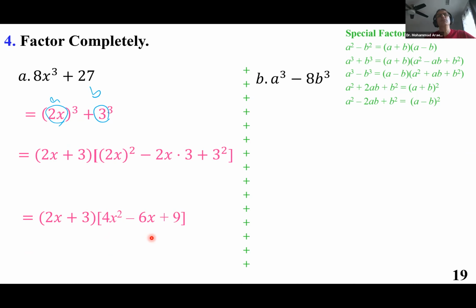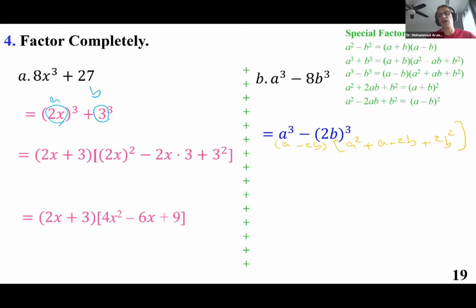Here, a cubed minus 8b cubed. This is obvious, but this is minus what? 2b to the third. And now we're going to follow this one. So we're going to write a minus 2b. Let me just write that. So this becomes a minus 2b. Then we have a squared plus ab, right? So plus a times 2b plus 2b squared.